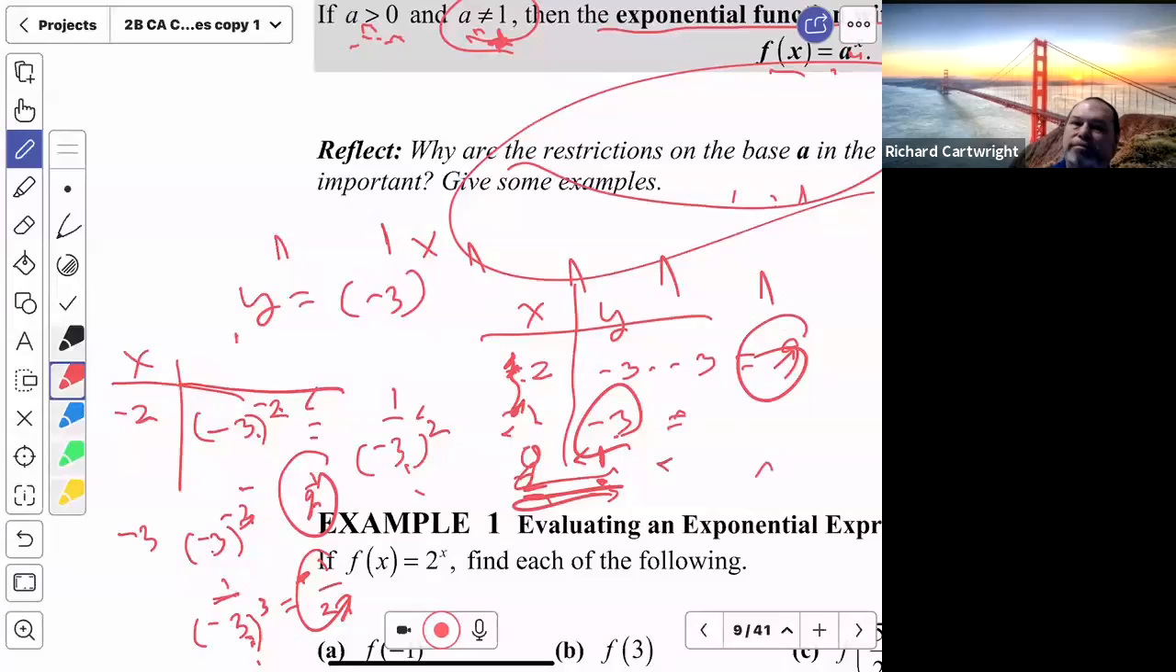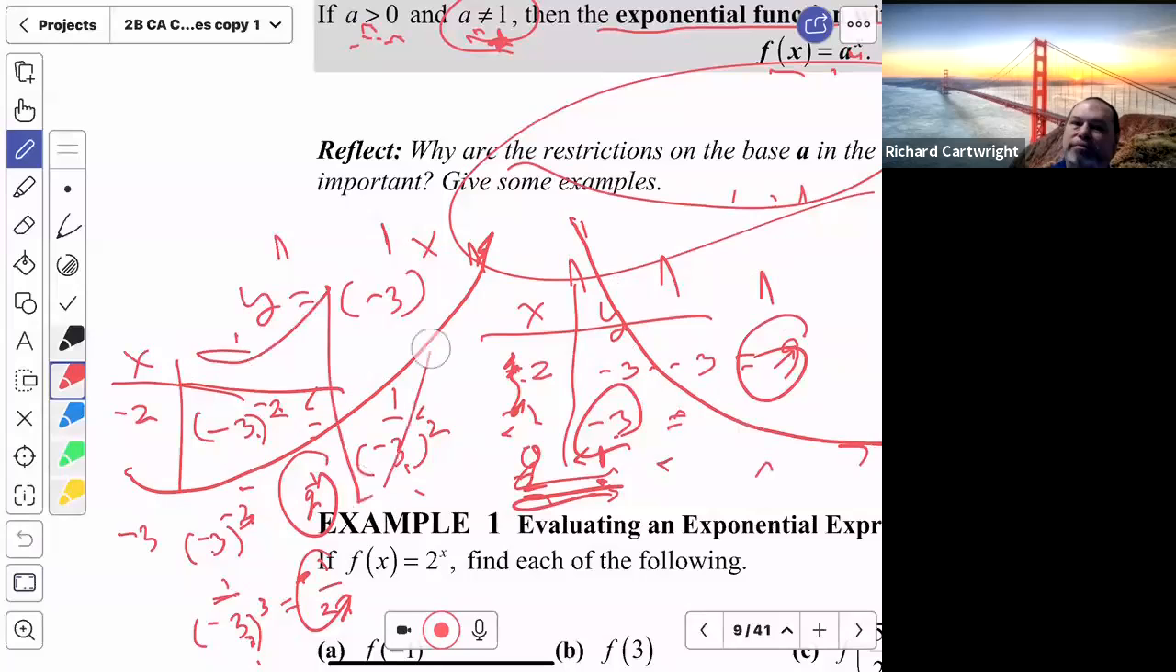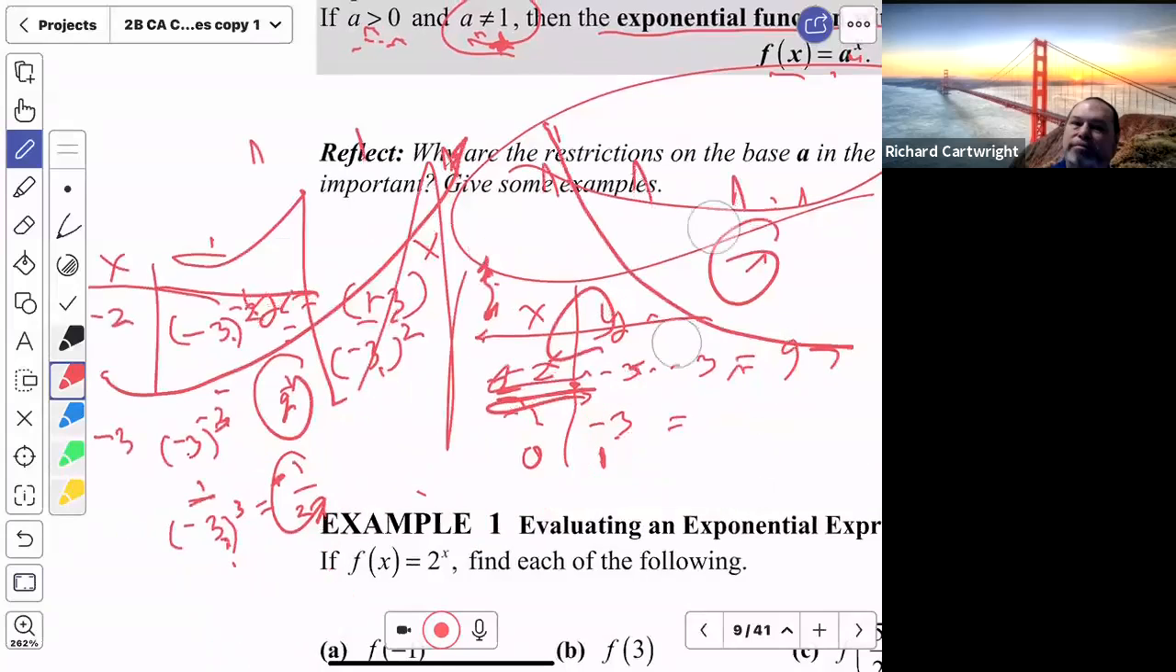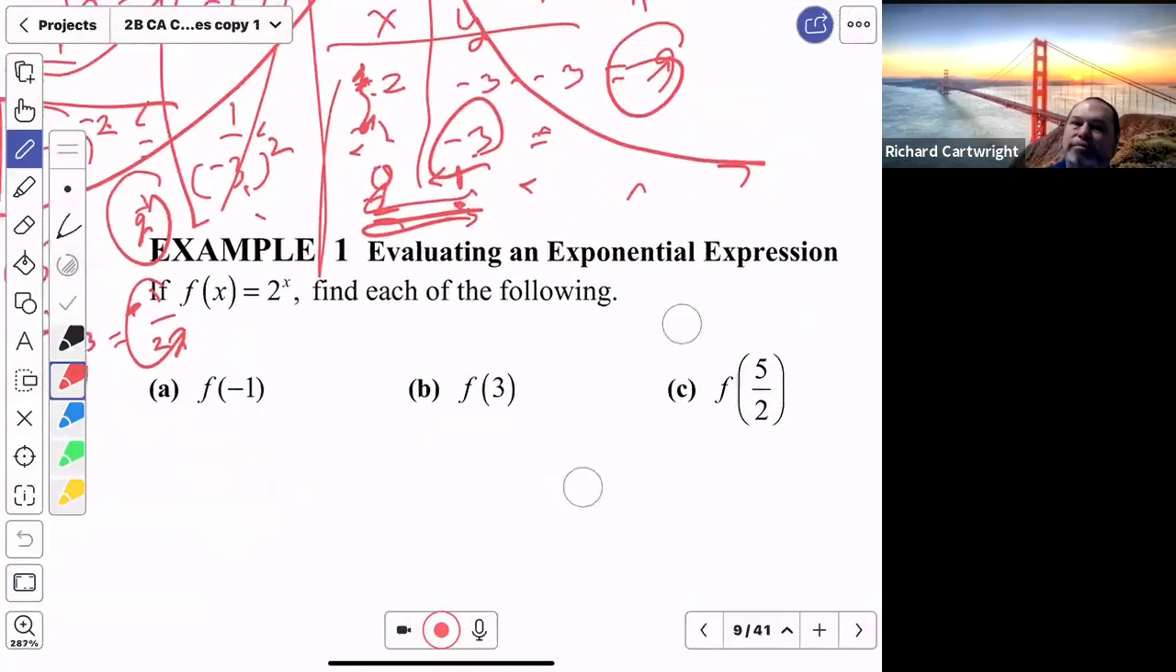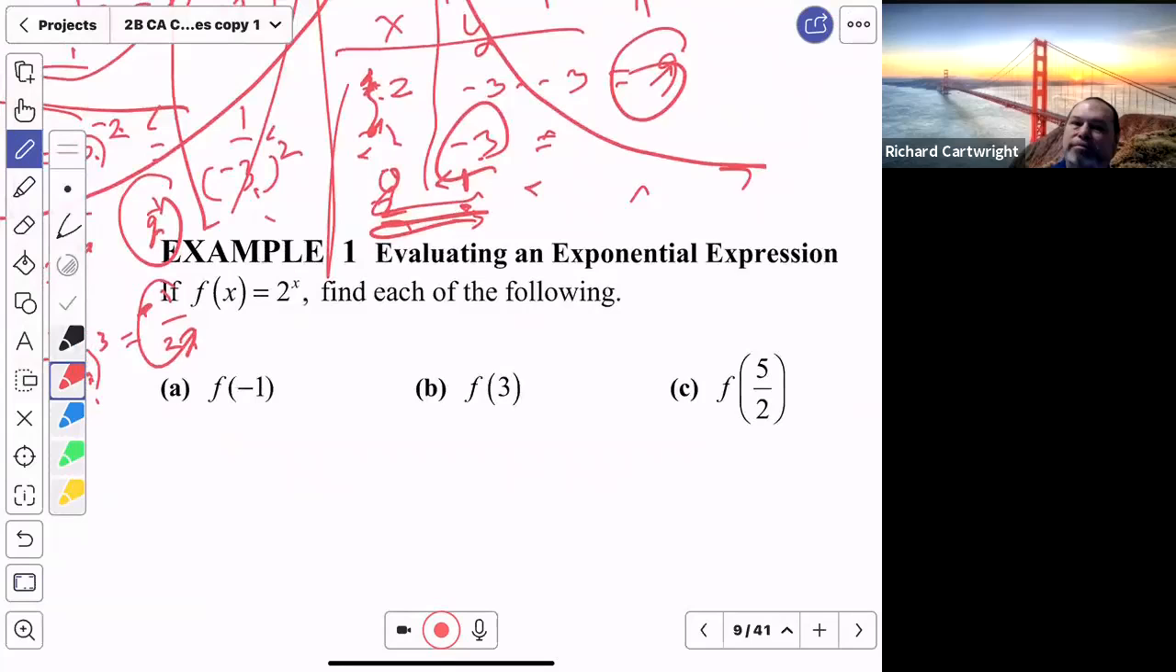It doesn't work. It doesn't constantly give you increasing or constantly give you decreasing. It gives you increase, down, down. It's very sporadic. You can't have a negative base. You can put the negative out front, but you can't make the whole base negative. All right, let's plug in some function values.